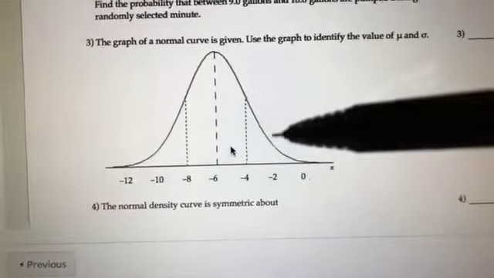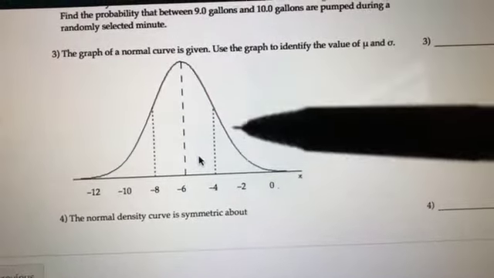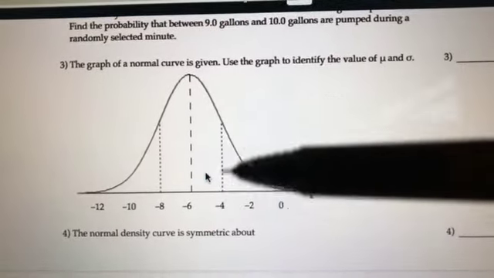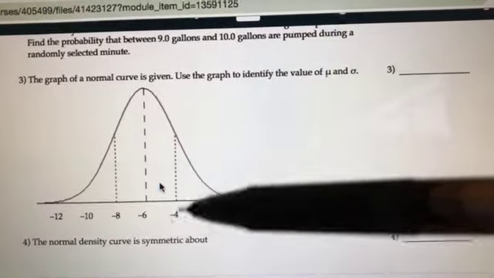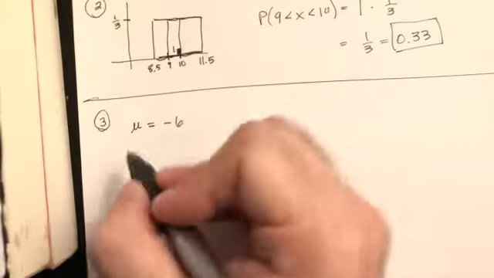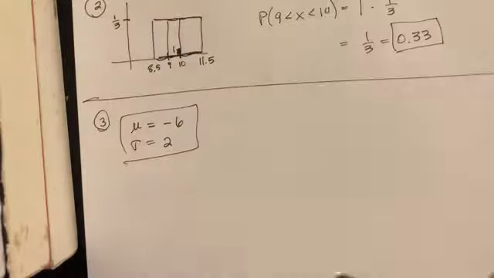Now the other thing is the standard deviation, and that is this line right here. It's where the concavity changes, if you remember that from anything in your past. You don't have to know that. This is a little thing. So one standard deviation is the distance between -6 and -4. And what's the distance between -6 and -4? 2. Right?